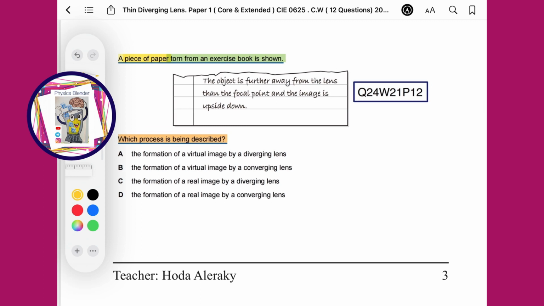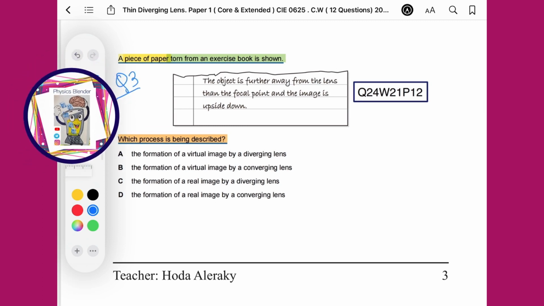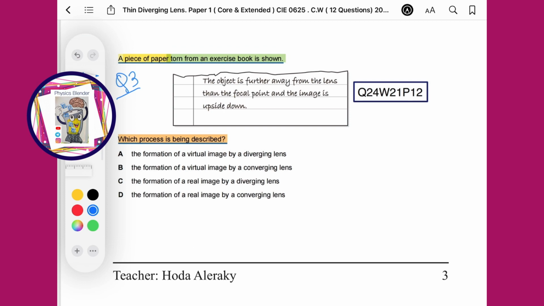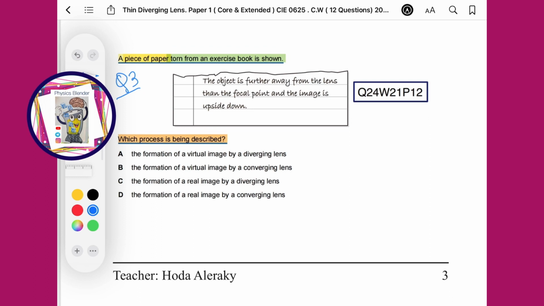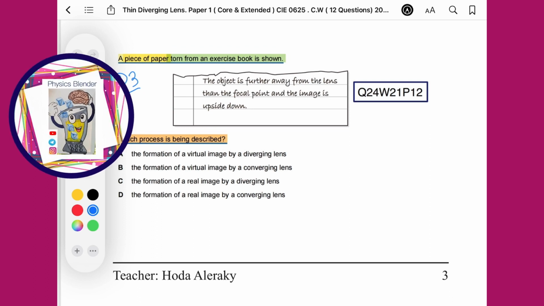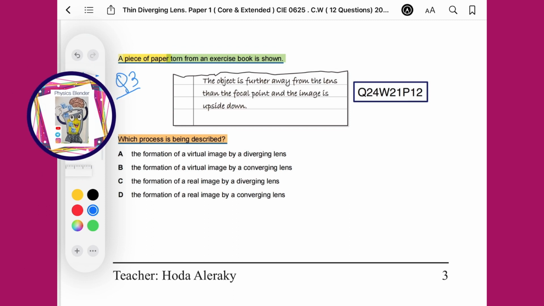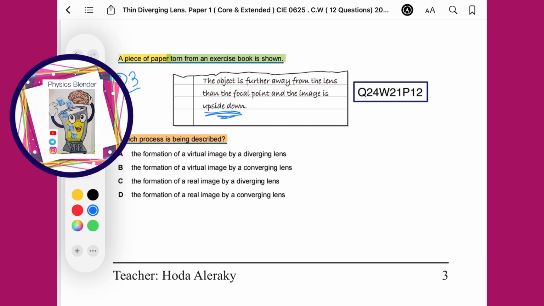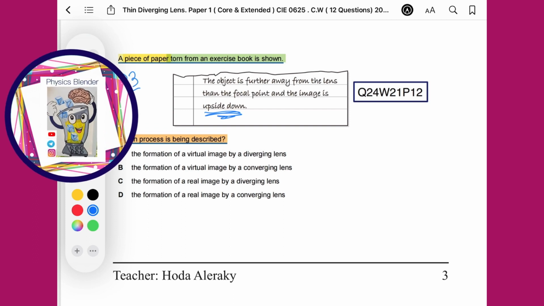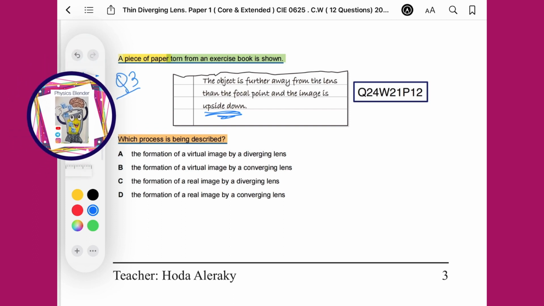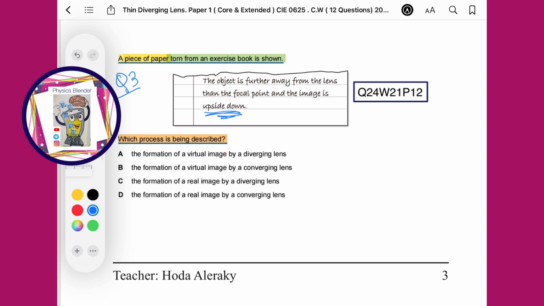We have here a piece of paper, and we have a sentence describing a process. The object is further away from the lens than the focal point, and the image is upside down. By the way, for diverging lenses, the image is virtual, upright, and diminished, whatever the location of the object. It has these characteristics or properties.